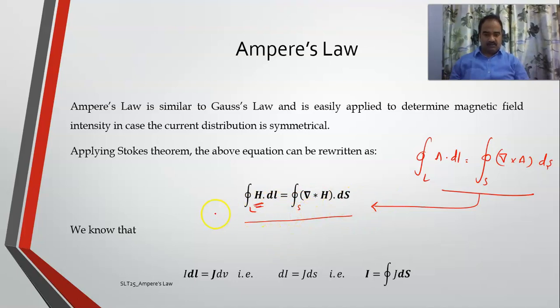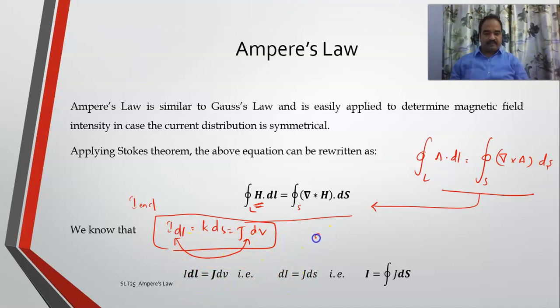Now, on the other hand, I do have I enclosed, right? We know that current elements we have already seen, right? I hope you do remember these are the current elements which I have taken here. So I dl is equal to J dV, and I can write I is equal to J dV by dl, which I will take as J ds.